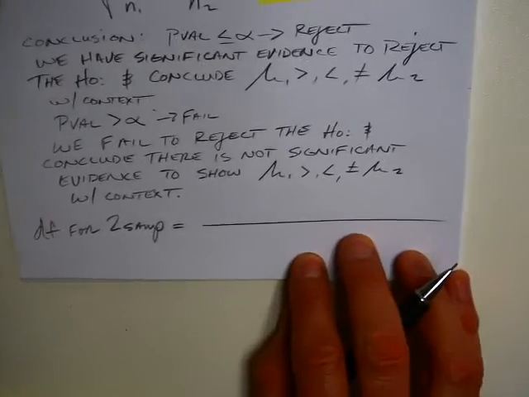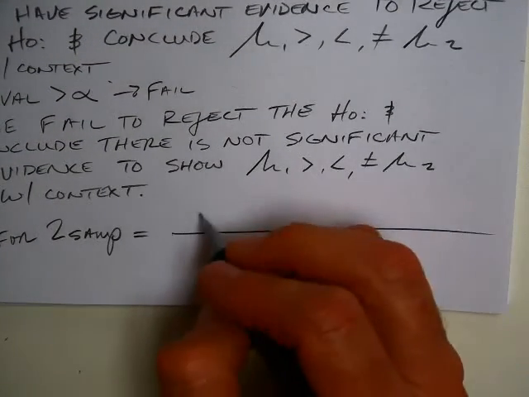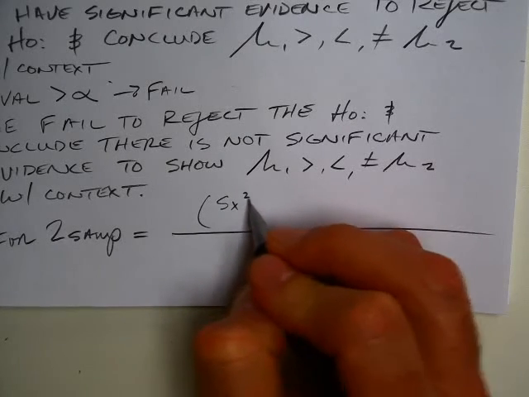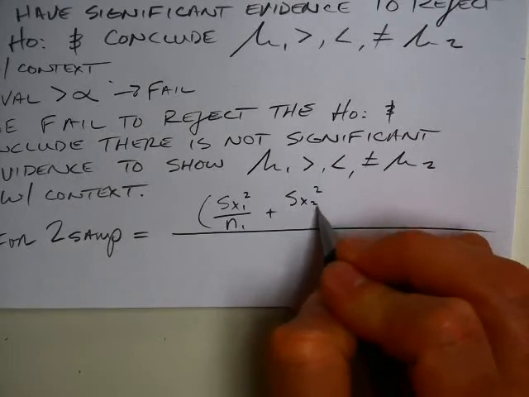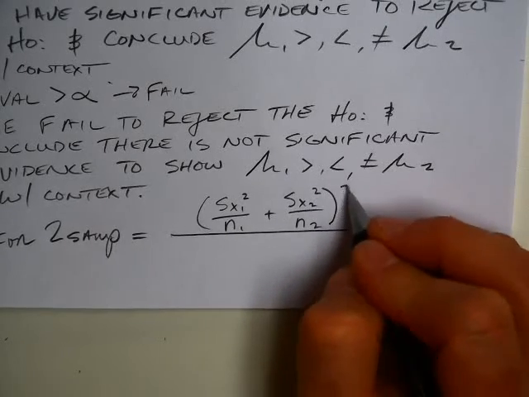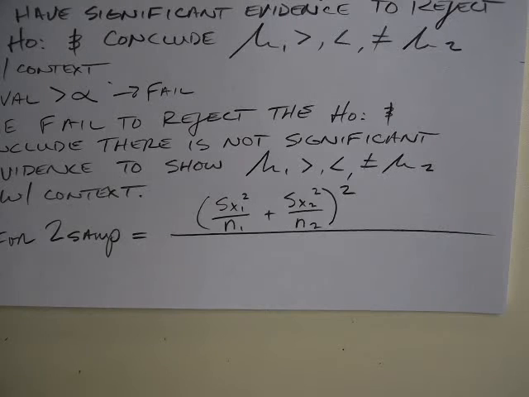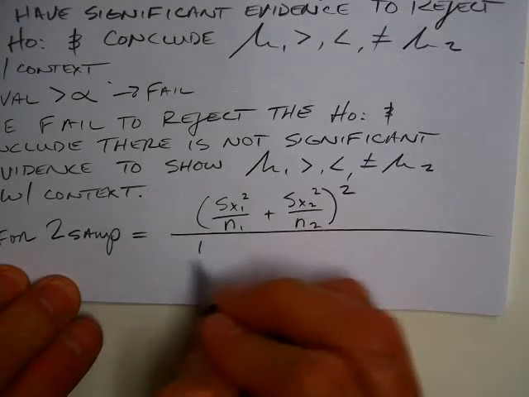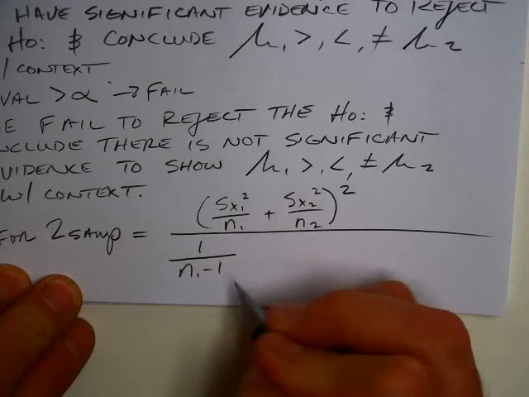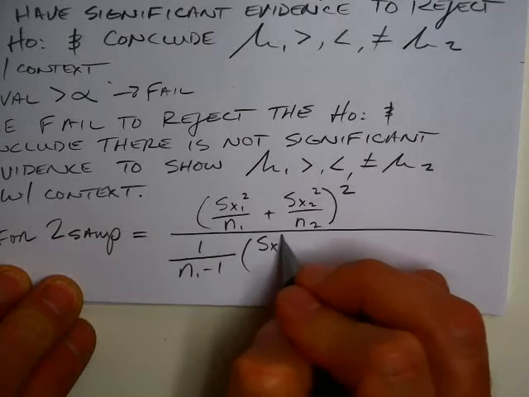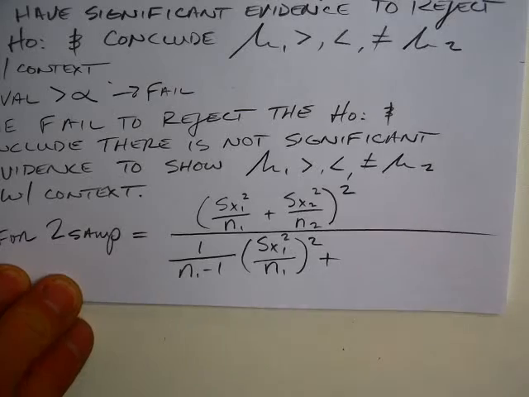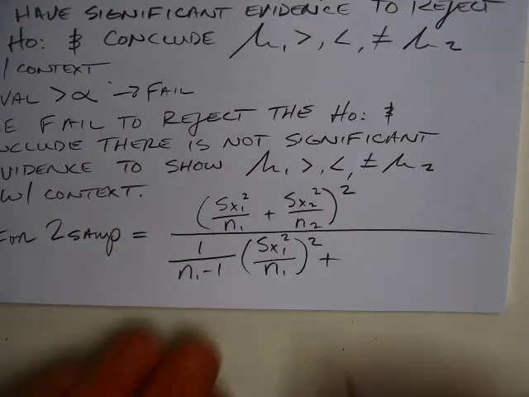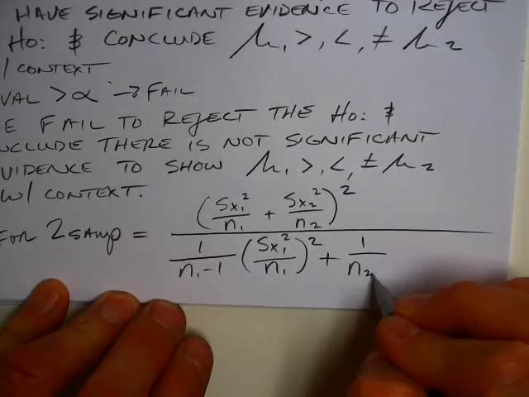Here we go. I'm going to zoom in a little bit on that. Sx squared 1 over n1 plus Sx squared 2 over n2, quantity squared, that's just the top of the fraction, over 1 divided by n1 minus 1 times Sx squared 1 over n1 squared plus, and then the same thing with your second sample, 1 over n2 minus 1.